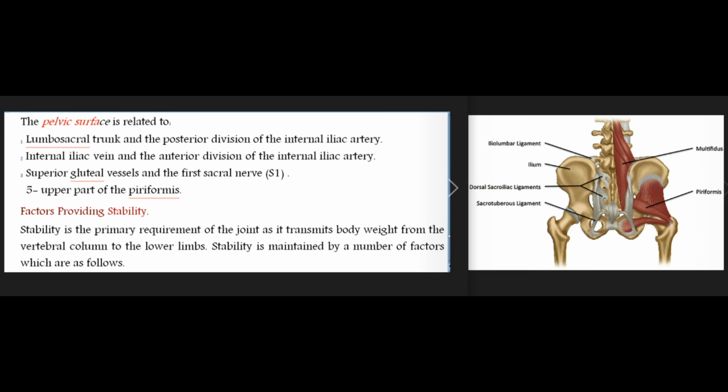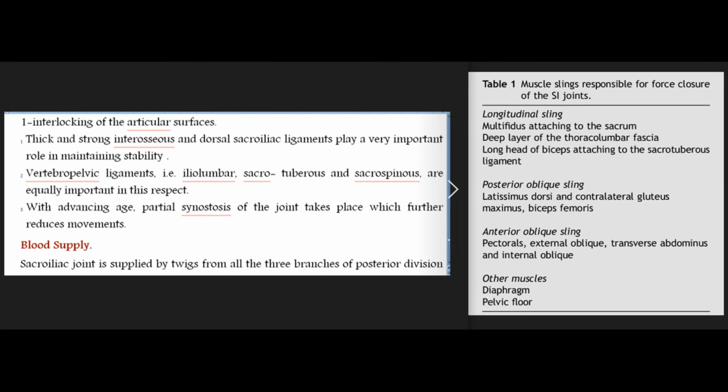Factors providing stability. Stability is the primary requirement of the joint as it transmits body weight from the vertebral column to the lower limbs. Stability is maintained by a number of factors which are as follows. 1. Interlocking of the articular surfaces. 2. Thick and strong interosseous and dorsal sacroiliac ligaments play a very important role in maintaining stability. 3. Vertebropelvic ligaments, i.e. iliolumbar, sacrotuberous and sacrospinous, are equally important in this respect. 4. With advancing age, partial synostosis of the joint takes place which further reduces movements.